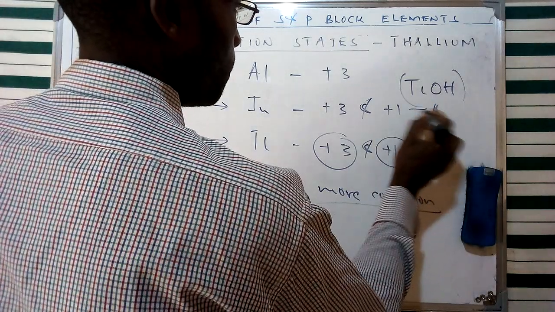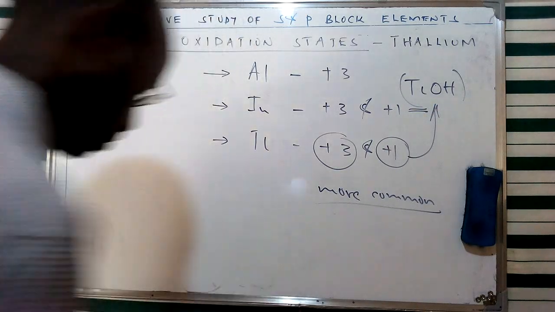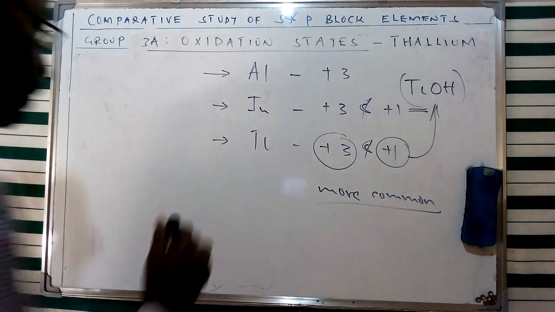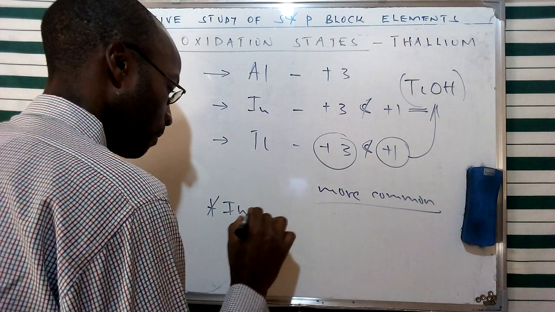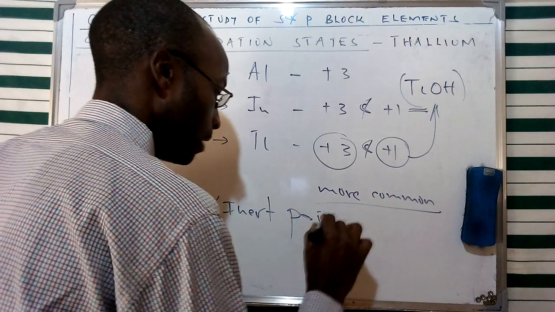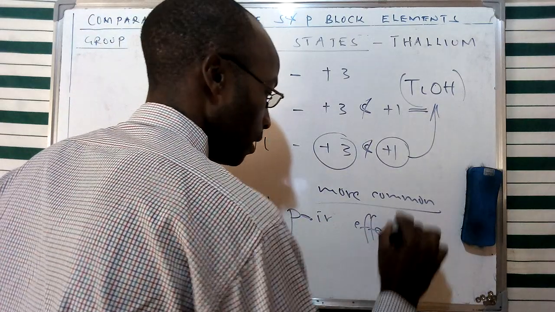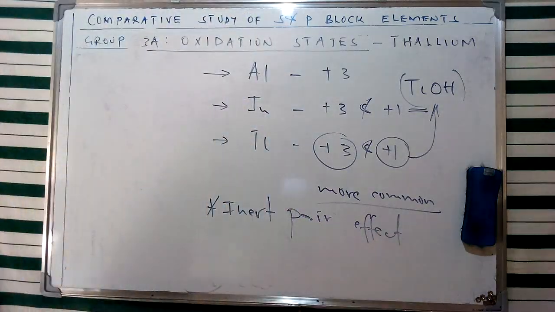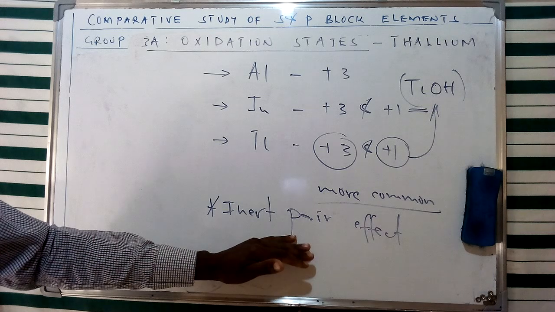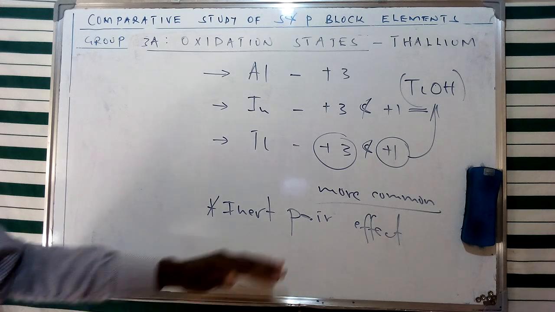Now, the stability of this particular oxidation state is going to be associated with what we refer to as the inert pair effect. Inert pair effect. Now, we have talked about inert elements which are going to be displaying some kind of stability and their inability to react in that particular case.